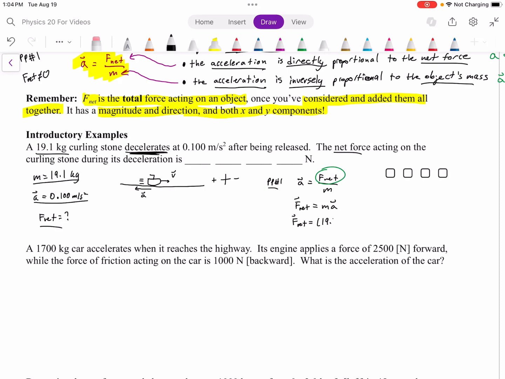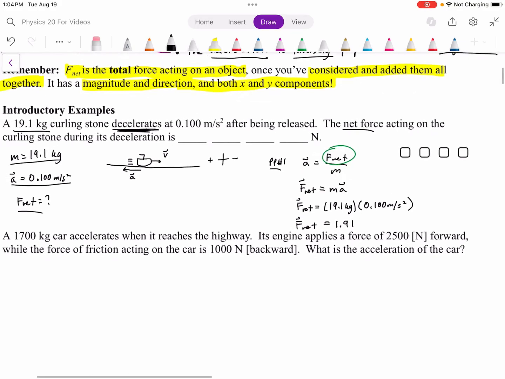Everything is already in the correct units, so life's good. Going to put in a positive because I'm defining the direction of the deceleration as positive. And we get that the net force would be 1.91. Okay, now kilograms meters per second squared. Those are the base units, but remember, we give that the name newtons because we use forces so much we get sick of calling them kilogram meters per second squared.